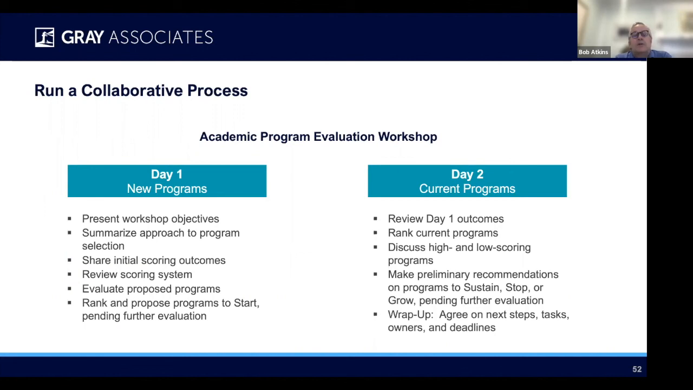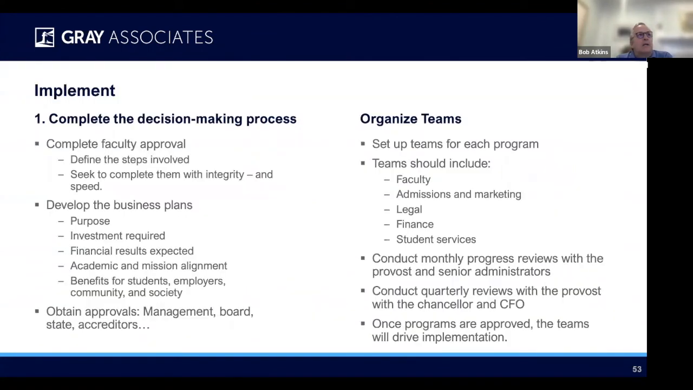And the second day, you look at your current programs. By now, people understand what a good program looks like, and they're able to evaluate their own programs objectively. To complete the process, you have your own internal rules. You're going to have to do a business plan. You're going to have to get faculty approval. And ultimately, you may be up in front of management, the board, the state, your creditors. So it can be a very time-consuming process.